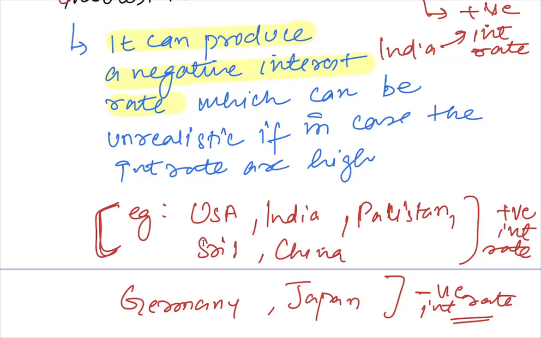So moving on, this was the first limitation, that the interest rate can go negative. The second limitation is that it is a single factor model.